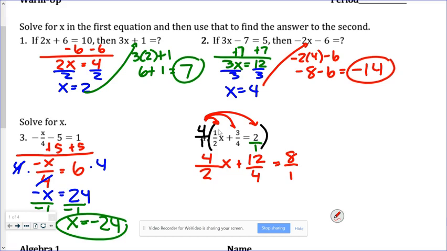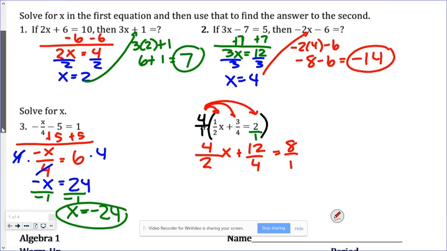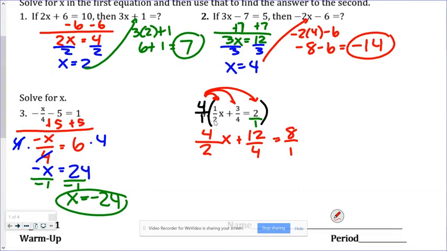Okay, so I had 4 times 1 is 4, 1 times 2 is 2. The x stays. 4 times 3 is 12, 1 times 4 is 4. 4 times 2 is 8, 1 times 1 is 1. Now I'm going to divide out these fractions so I get whole numbers. So the whole point of this is to eliminate these bottom numbers so I just have nice whole numbers to work with. So 4 divided by 2, I'll get 2. And I'm going to divide these other ones out to get 3 and then 8.